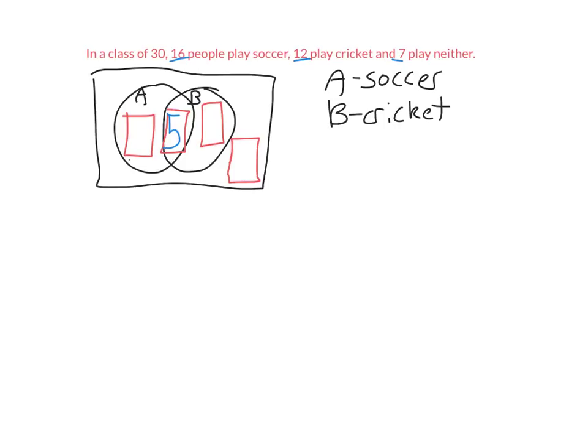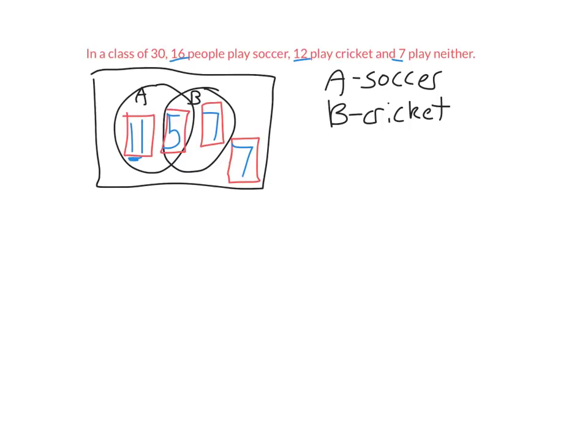So what number do I put here in this box? Well, I know that 16 play soccer. So I want 11 in this circle here, the soccer circle. But I've already got 5 in that circle, so I need 11 more. Now there are 16 in the soccer circle. Similarly, I want 12 in the cricket circle. I've already got 5, so I need another 7. And then 7 play neither. That's how many go outside the Venn diagram.